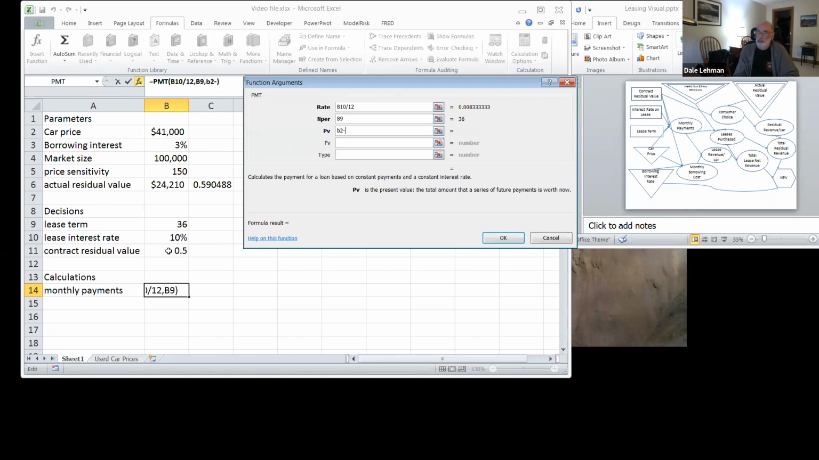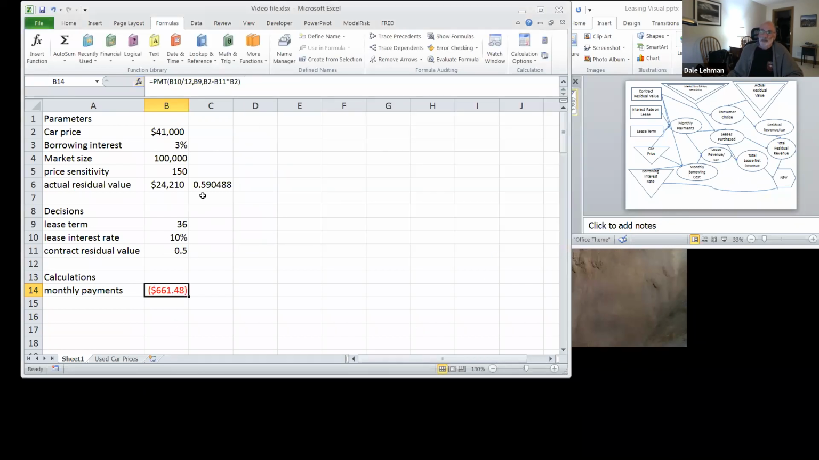So I'm financing the difference between B2 and B11 times B2. There's the monthly payment under the conditions that I set up there. It has a minus sign, and I want to treat this as a price from a customer's point of view. So let me just make this a positive price. I'll put a minus sign in front. So there's a monthly payment.